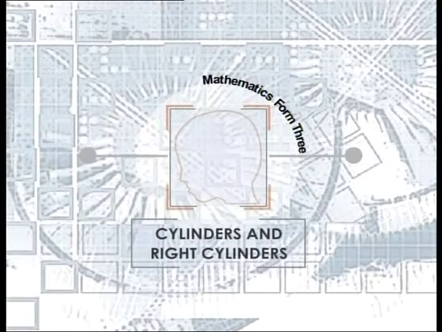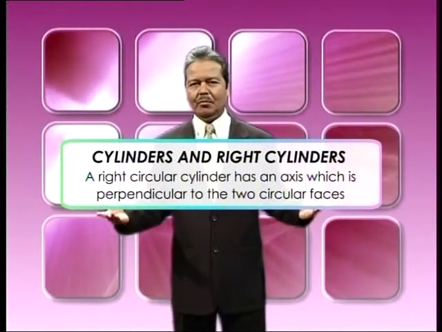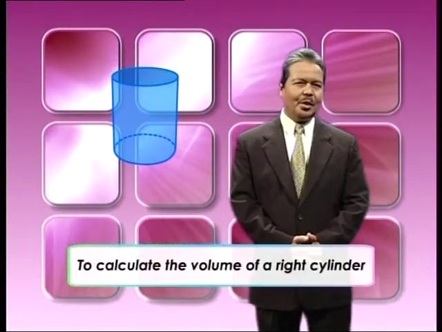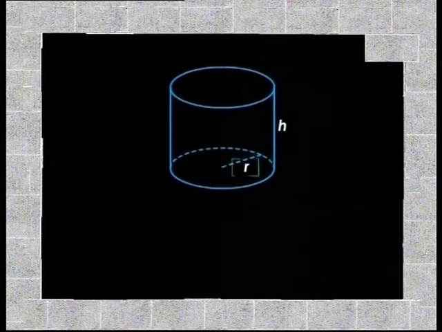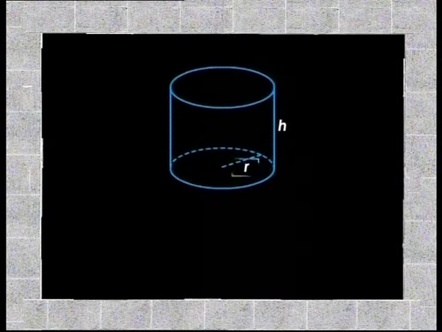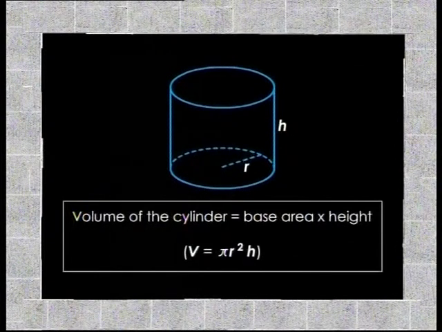Cylinders and right cylinders. A right circular cylinder has an axis which is perpendicular to the two circular faces. If we are given a right cylinder, how are we going to calculate the volume of the cylinder? If R is the radius of the circular base of a right cylinder and H is its height, then the volume of the cylinder is given as volume equals base area times height, V equals pi r squared H.